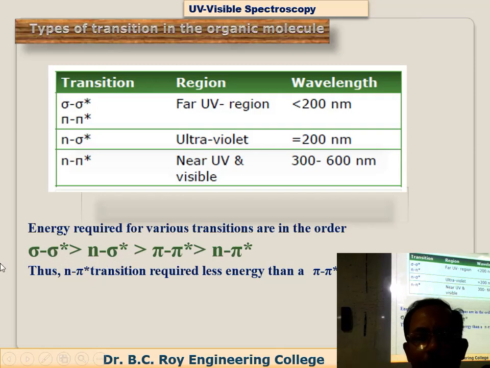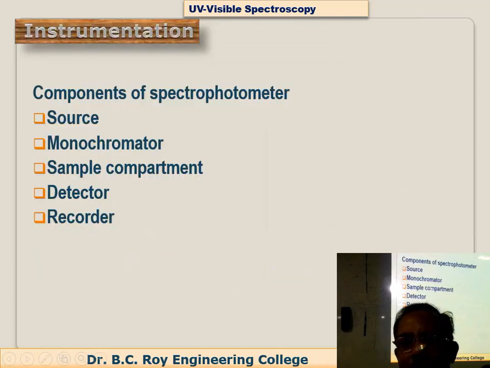So the energy required for these different transitions: sigma to sigma star is the highest, the gap is very large, then n to sigma star, then pi to pi star, and then n to pi star. The n to pi star transition can happen, this is allowed, and probably this happens the most.